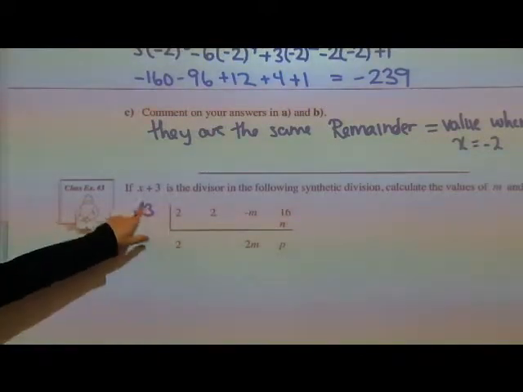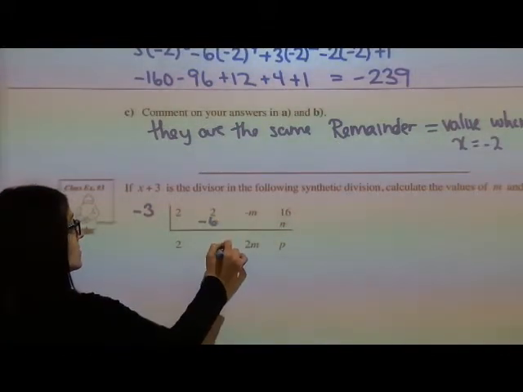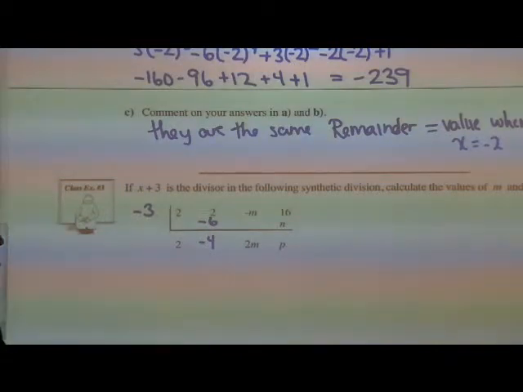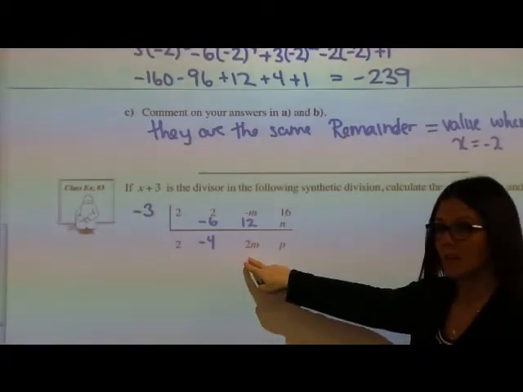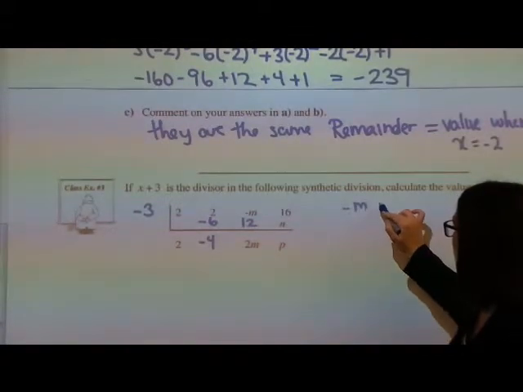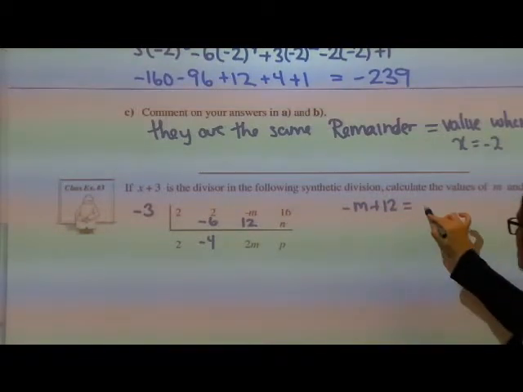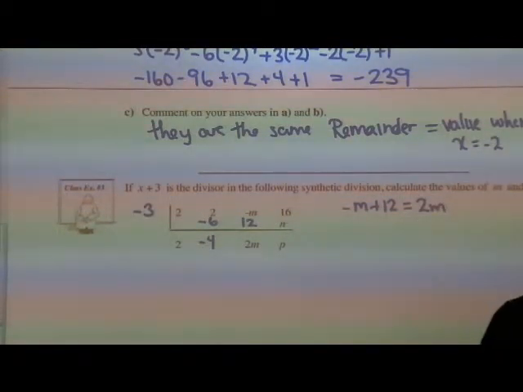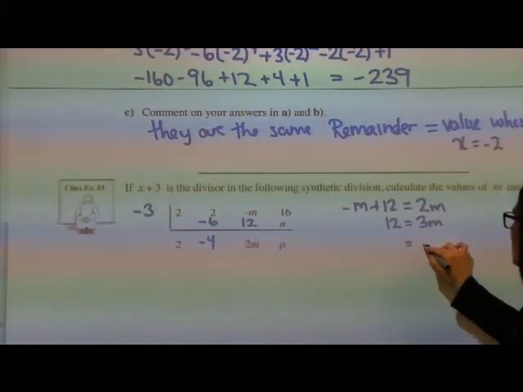So then I carry that 2 down, negative 3 times 2, negative 6 plus 2, negative 4 times 3. So what do I have written right here? I have that negative m plus 12 equals 2m. How do I solve that equation? Move m to the other side, so now I get 12 equals what? And what does m equal? 4.